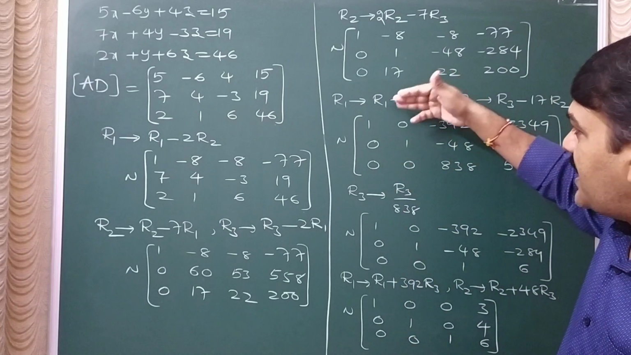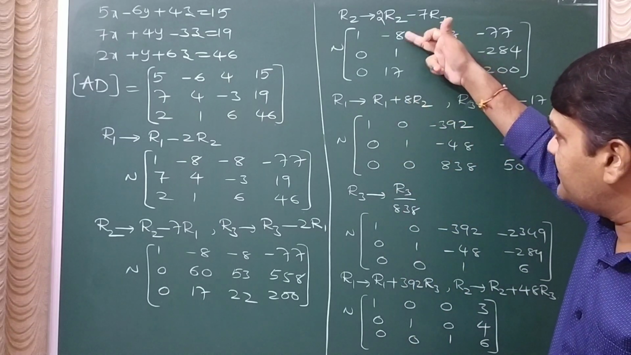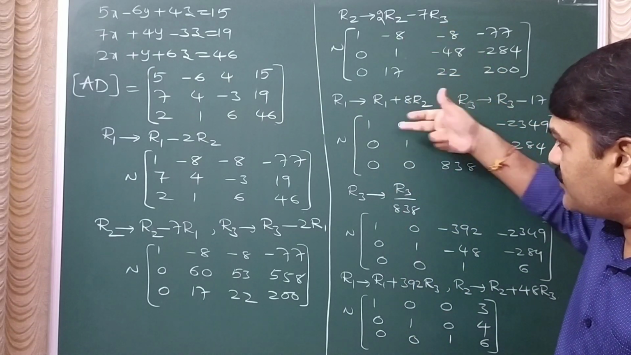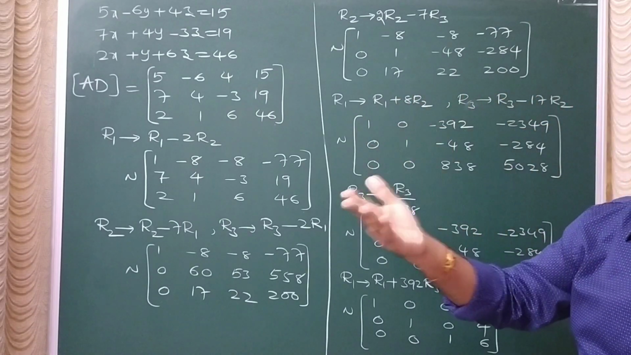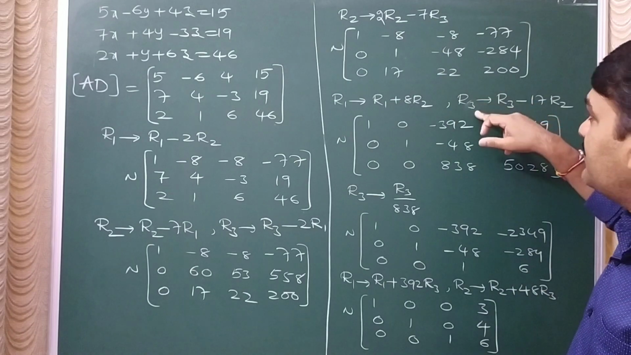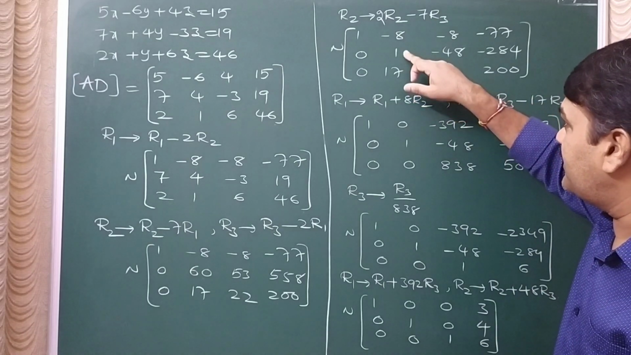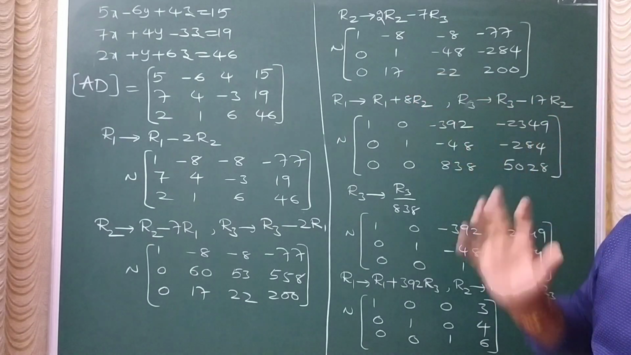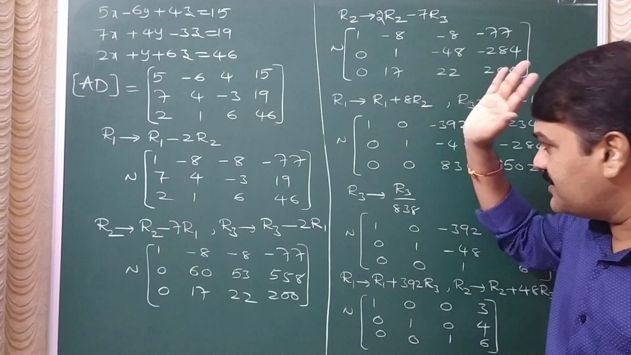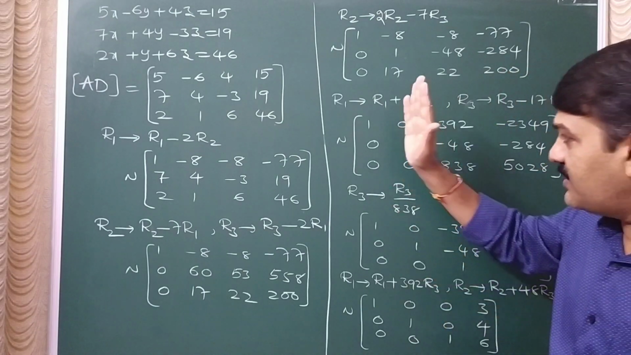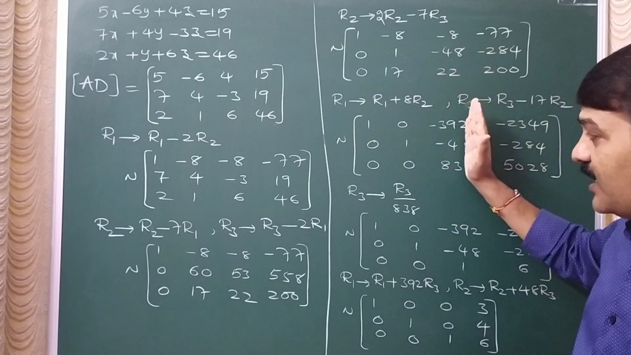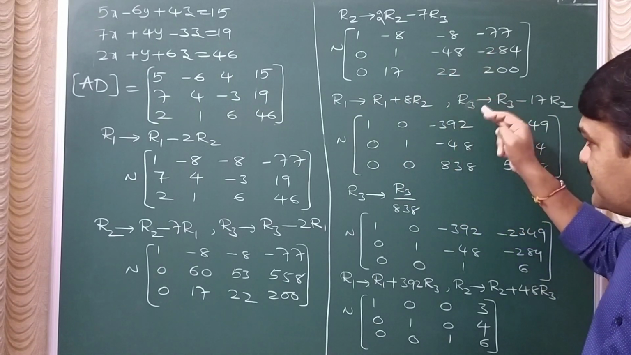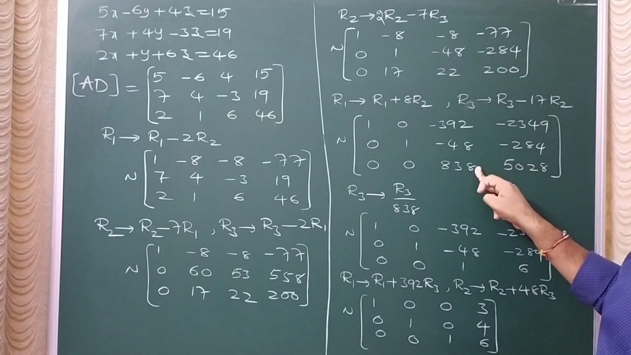Once you do R1 plus 8R2, you will get 0 in this place. Obviously, the remaining row will change, which I have written here. You can do the simplification. R3 minus 17R2 is going to be 0. So my second step is also completed. I got 1 0 0 in the first column and 0 1 0 in the second column. Now in the third column, we must get 0, 0, 1.